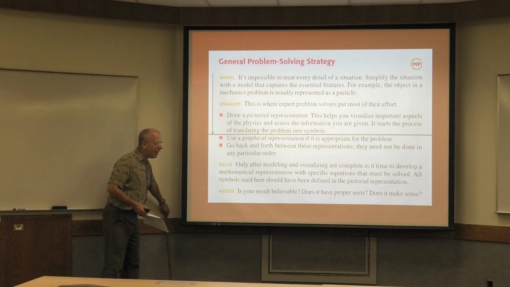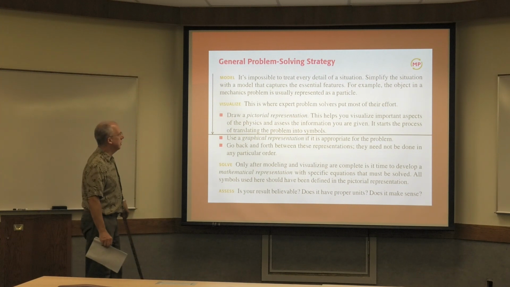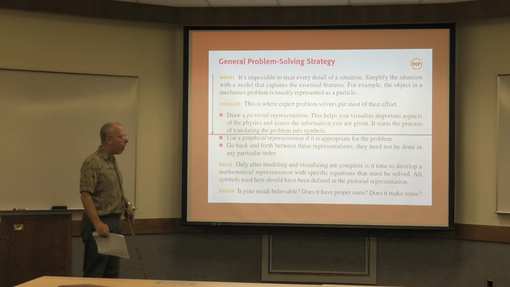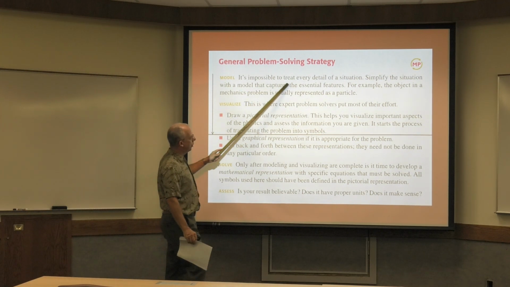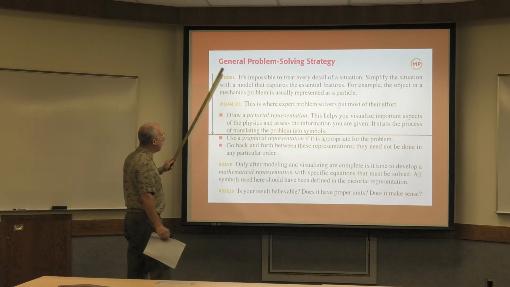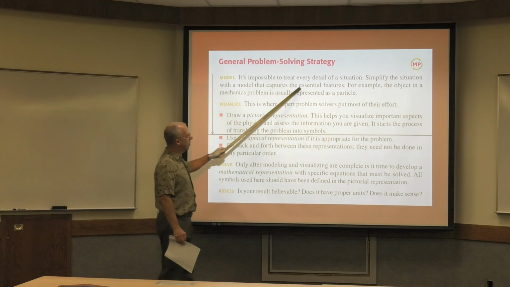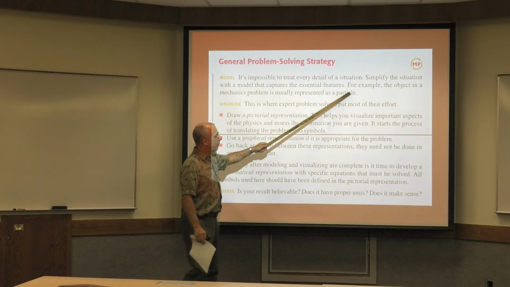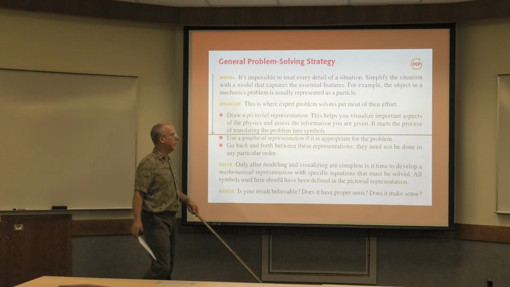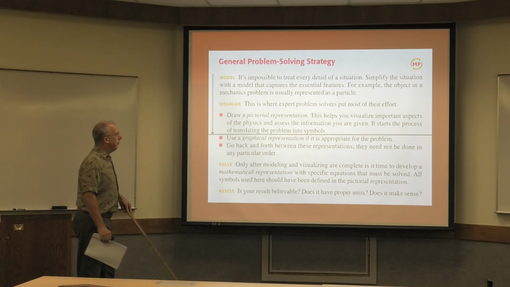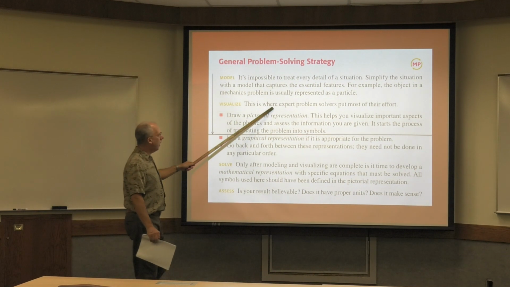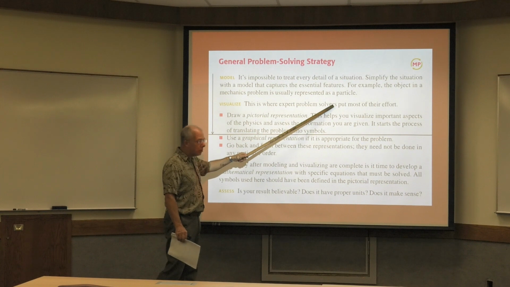So this is the Randy Knight general problem-solving strategy. First thing you want to do is model. And I already talked about that a little bit. Model: it's impossible to treat every detail of a situation, so we're going to simplify the situation with a model that captures the essential features. For example, the object in a mechanics problem is usually represented as a particle. We talked about that. Next, visualize. This is where expert problem solvers put most of their effort.